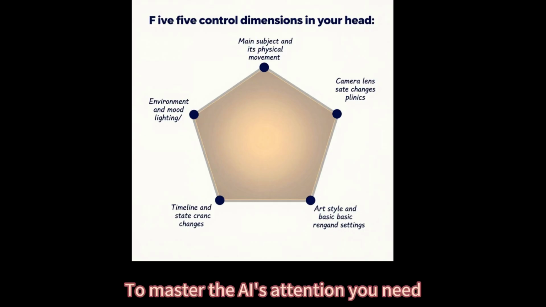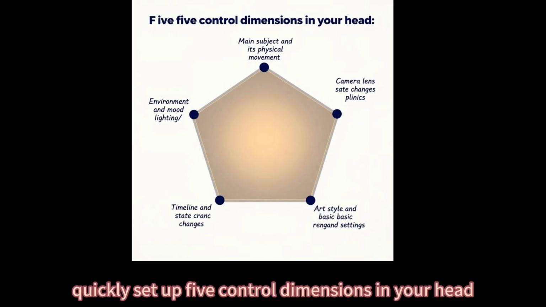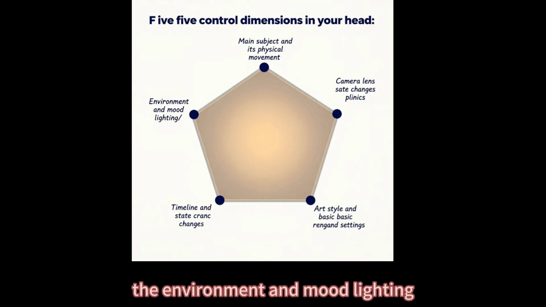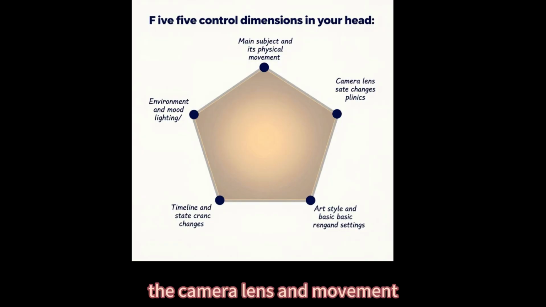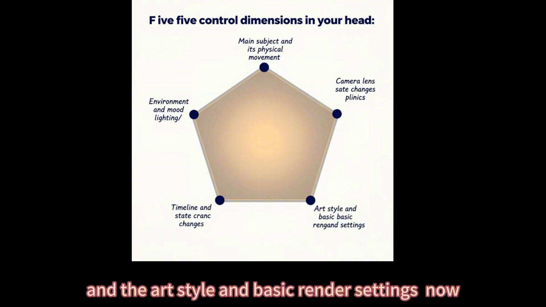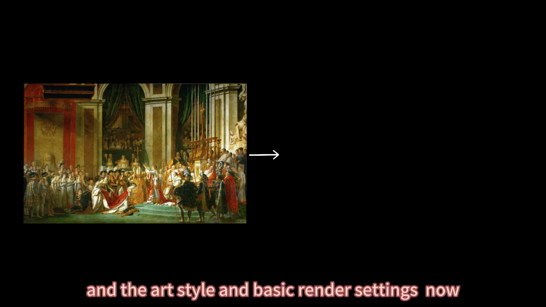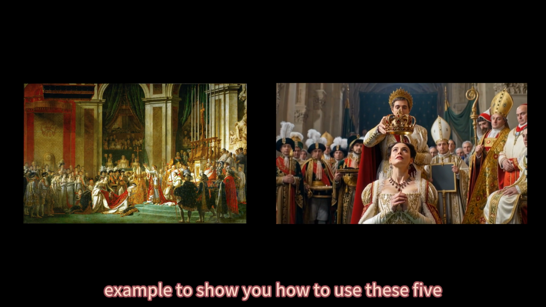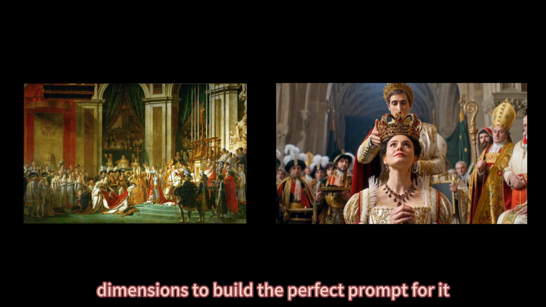To guide the AI's attention, you need to quickly set up 5 control dimensions in your head: the main subject and its physical movement, the environment and mood lighting, the camera lens and movement, the timeline and state changes, and the art style and basic render settings. Now, let's use a coronation-themed AI video as an example to show you how to use these 5 dimensions to build the perfect prompt for it.